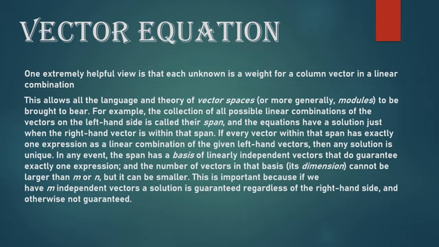In any event, the span has a basis of linearly independent vectors that do guarantee exactly one expression, and the number of vectors in that basis cannot be larger than m or n, but it can be smaller. This is important because if we have m independent vectors, a solution is guaranteed regardless of the right hand side, and otherwise not guaranteed.